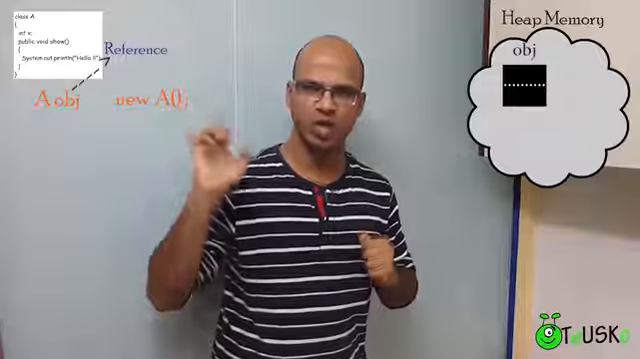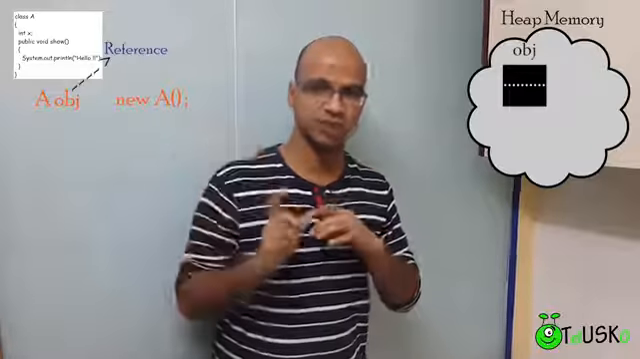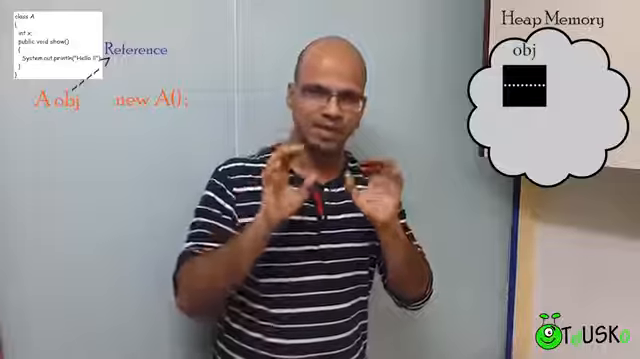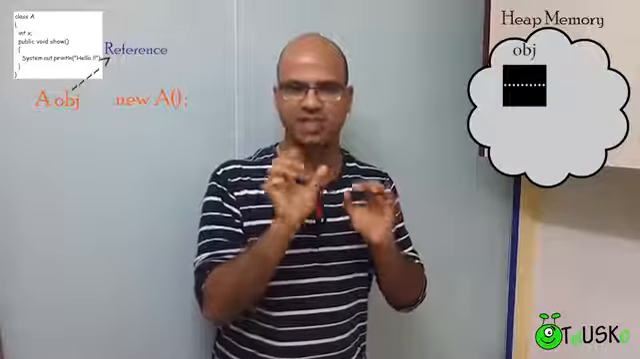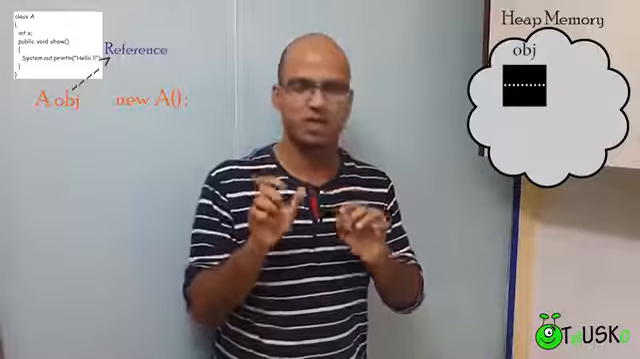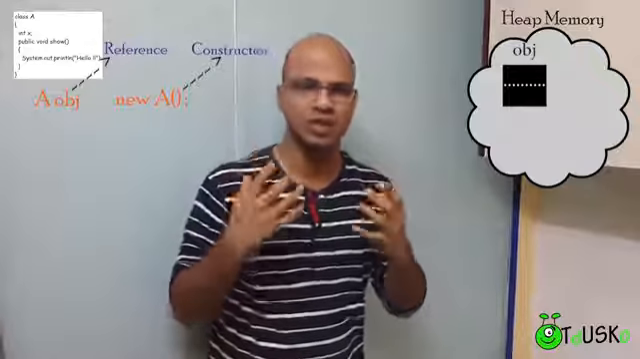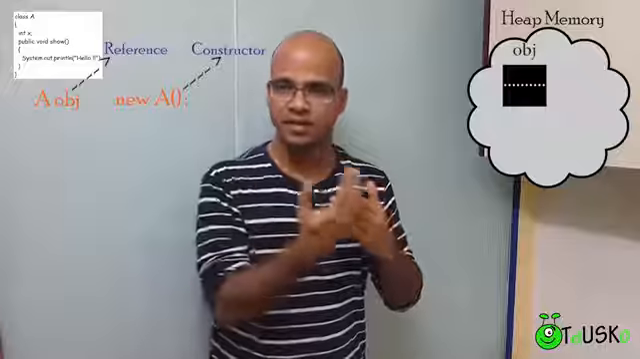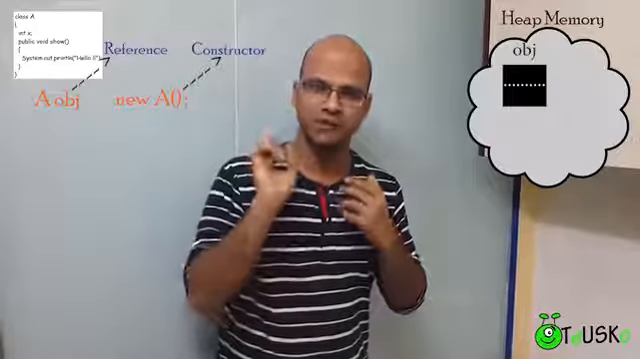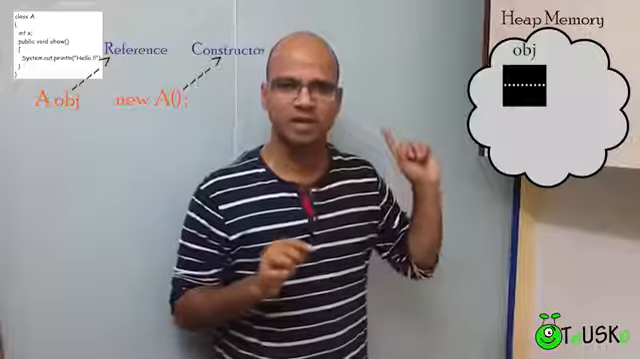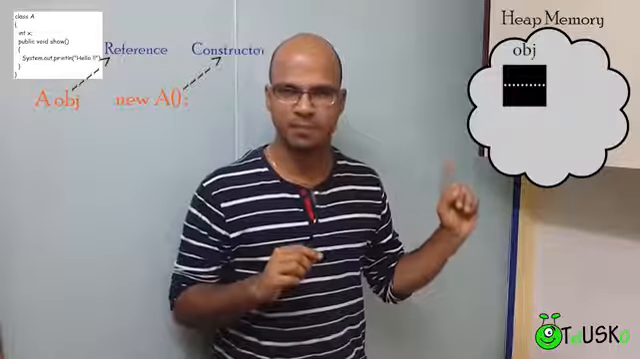So you can see we have A obj, and that's a reference obj there. Then we have new A(). Now that A() is a constructor. It looks like a method, but it's a constructor. Okay, again, what is a constructor? That we'll discuss in detail later. For now, let's focus: we have new A(). So that new A() will create an object inside heap memory.